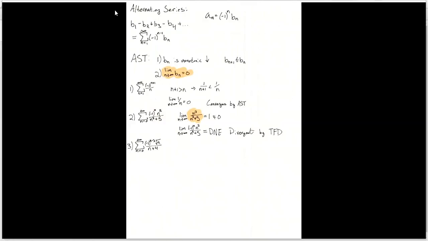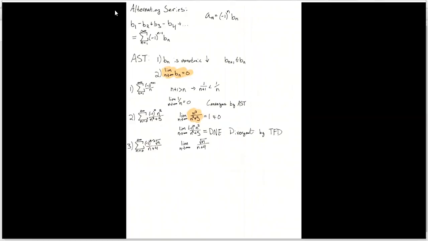Perfect. So let's go ahead and start with the limit again. So we have the limit as n approaches infinity, square root of n over n plus 4.